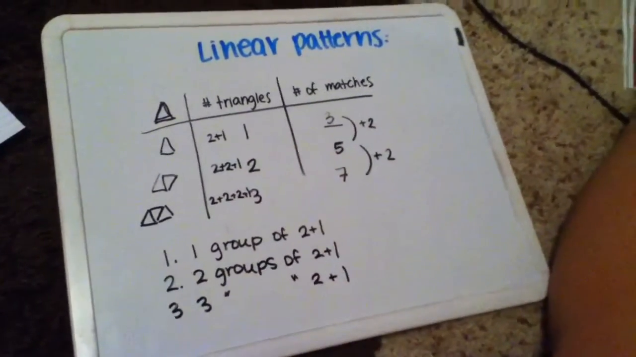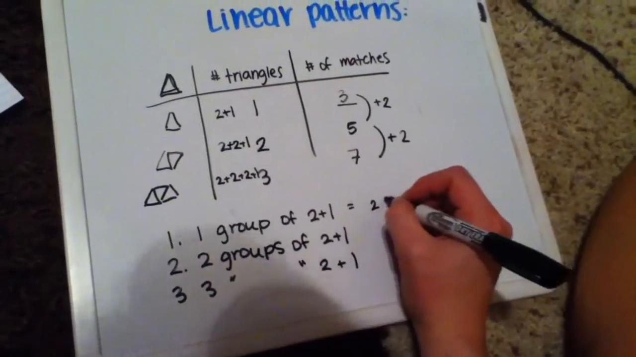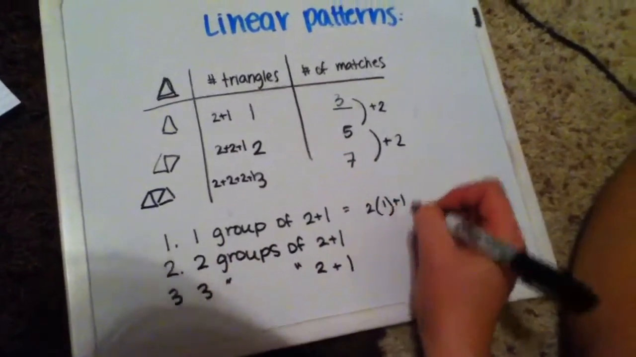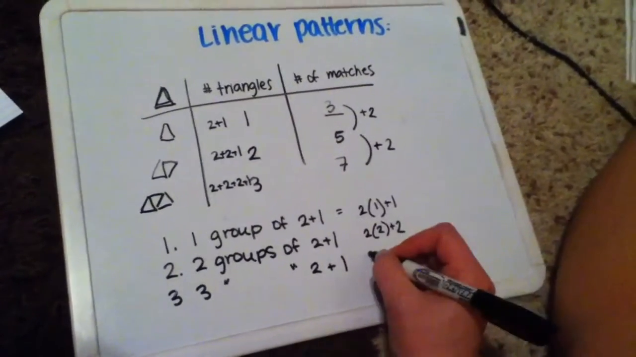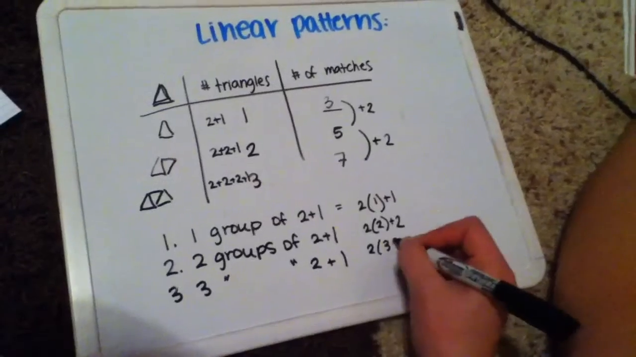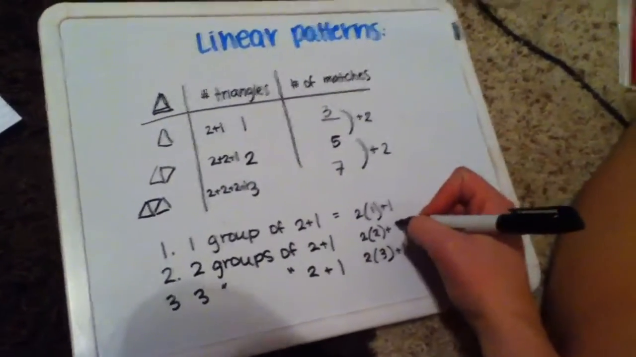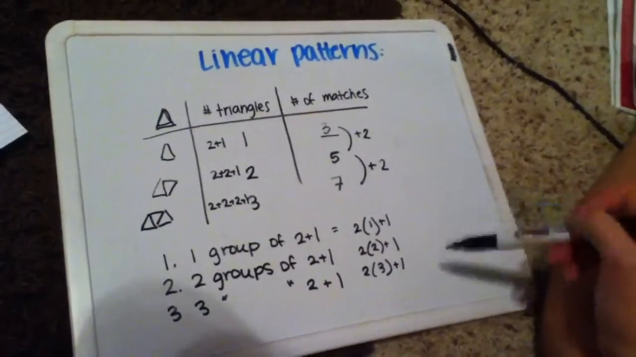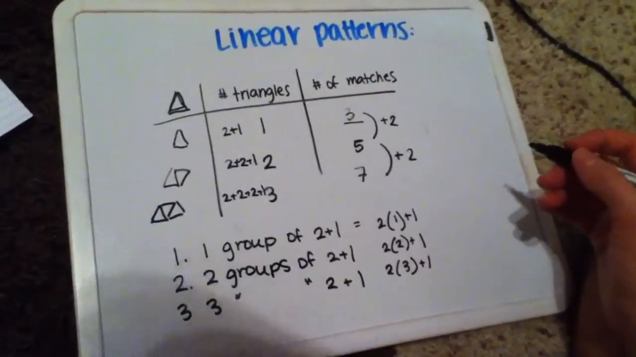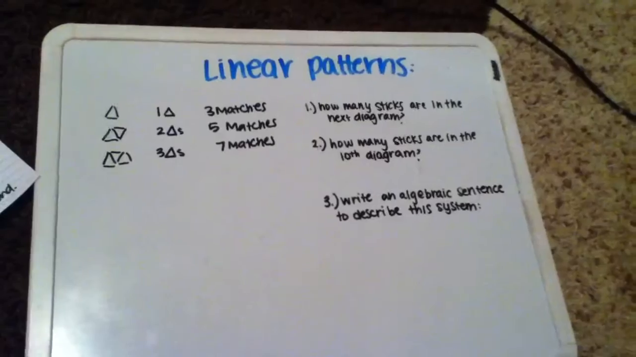Now the easier way to do this would be multiplication. And so we're able to go, this would be 2 times 1 plus 1. The next one would be 2 times 2 plus 2, and the final one would be 2 times 3 plus 1. Sorry, the second one should end in a plus 1. Now the number of matches is going to equal the number of triangles is 2 times 2 plus 1. So now that we have this pattern, we're able to jump into a number that we want to get to.